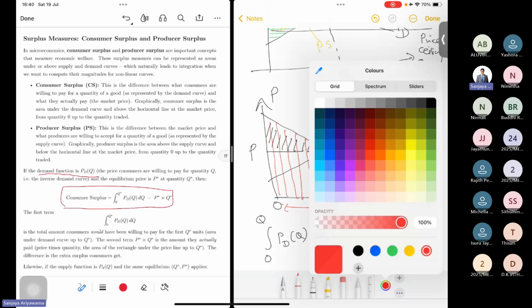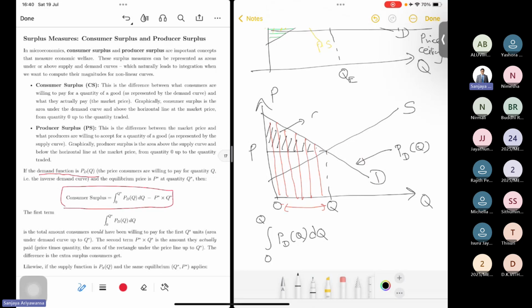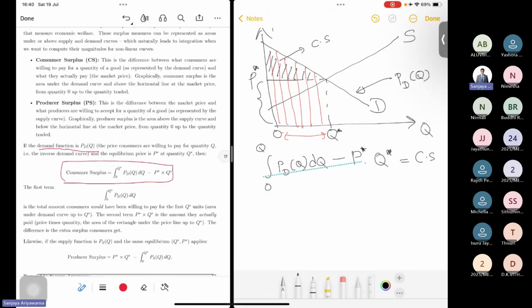Consumer surplus, remember I told you, was this top triangle. So then I had to get rid of the bottom part. What is the bottom part? It's a square with a height of P and a width of Q. So I multiply P star, the equilibrium price, times Q star. And that's my consumer surplus, right? That's what I get here.